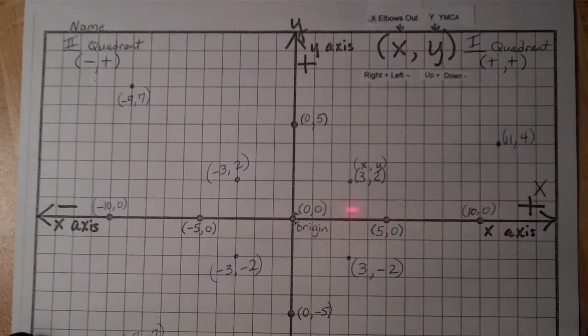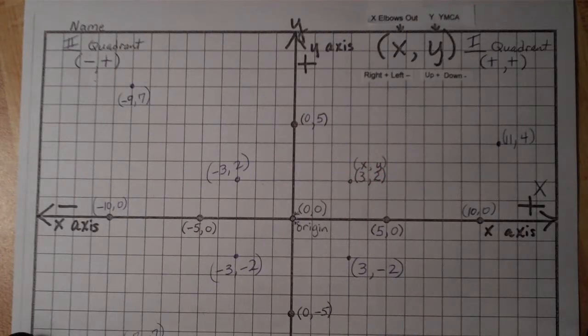Where the x and y-axis intersect is called the origin. That's 0, 0, the origin. And if you always start there, you can locate your points. Locating the point 3, 2. We're starting at the origin. We would go over 3, 1, 2, 3 along the x-axis, and then up 2. That is the point 3, 2.